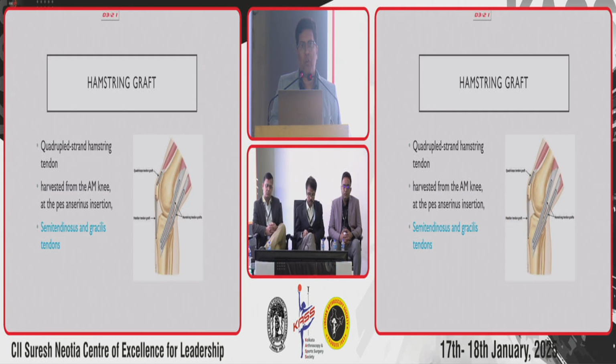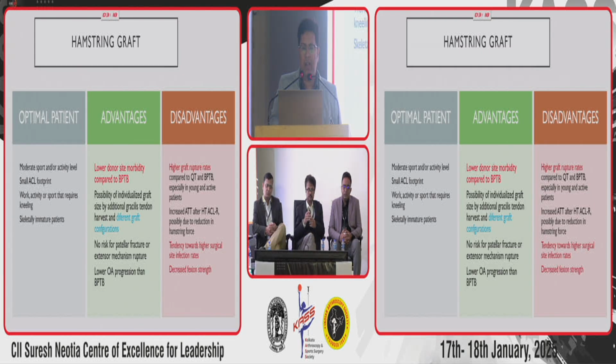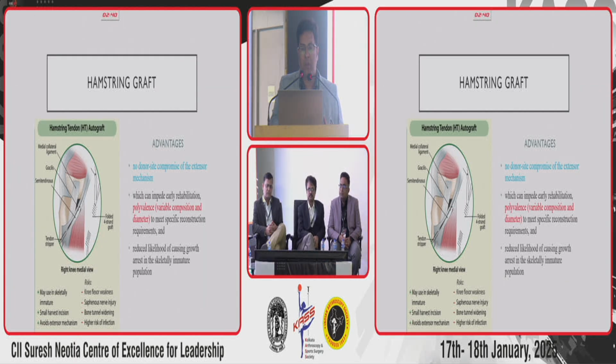Hamstring grafts are the most common, the semitendinosus and gracilis tendons. Here we can use it in moderate sports activity level and also in skeletally immature patients. That is not possible in the case of BPTB. So it has lower donor site morbidity, and we can make the graft configuration in different sizes. We can make it double strand, quadruple graft or much more. And the disadvantage is that out of all grafts it has the highest graft rupture rate. The surgical site infection and the decreased knee flexion are quite more.